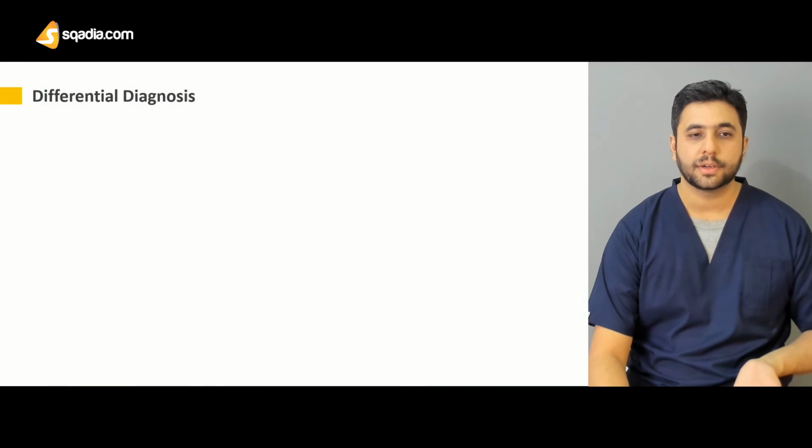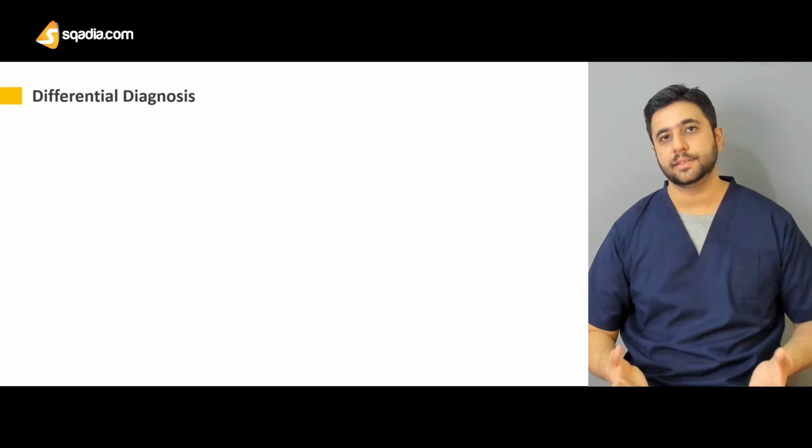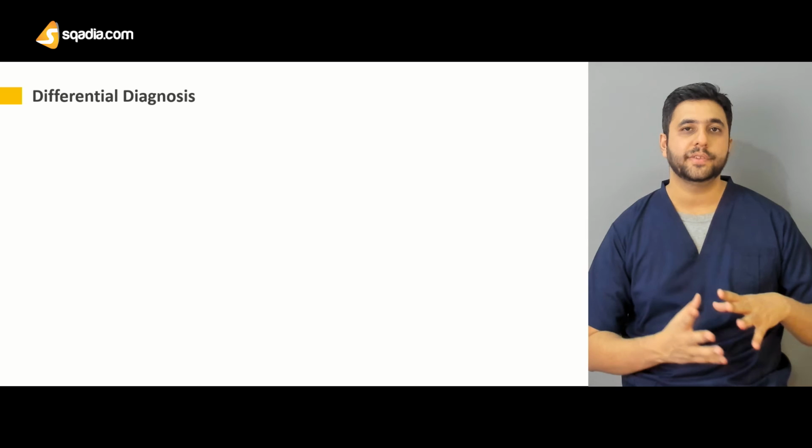Now let's talk about what the differential diagnoses are. You have a very high suspicion that this patient has DIC. What are the other things that you should also consider, and how do you differentiate them?